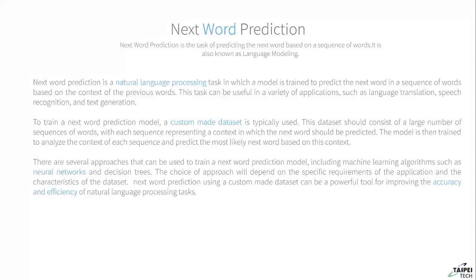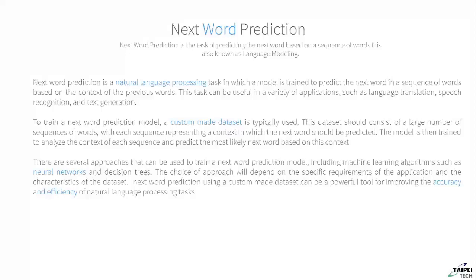To train a next word prediction model, a custom made dataset is typically used. The dataset should consist of a large number of sequences of words, with each sequence representing a context in which the next word should be predicted. The model is then trained to analyze the context of each sequence and predict the most likely next word based on this context.